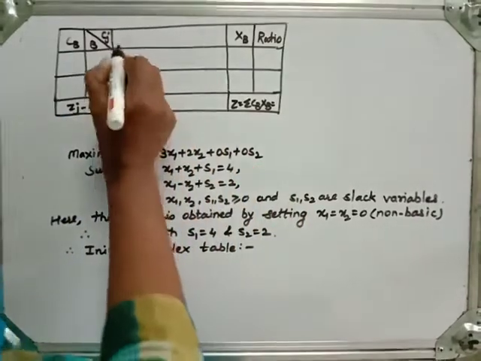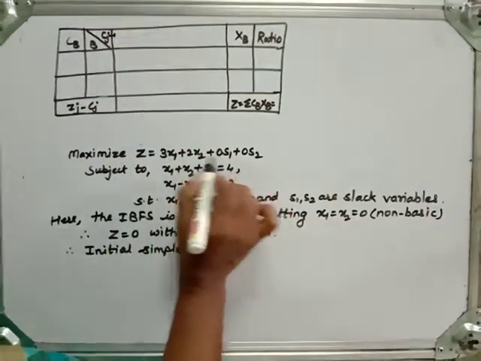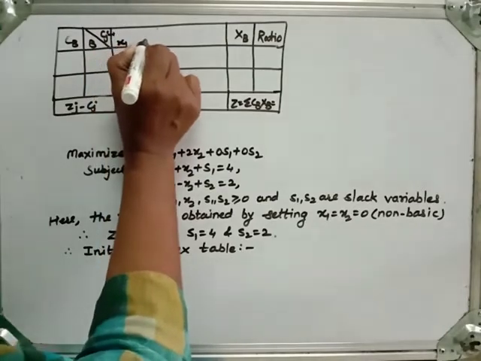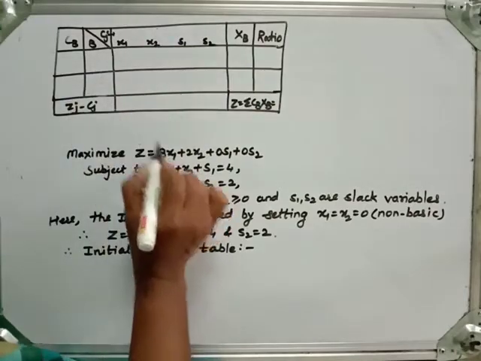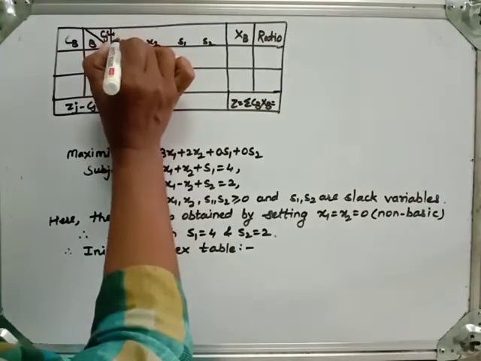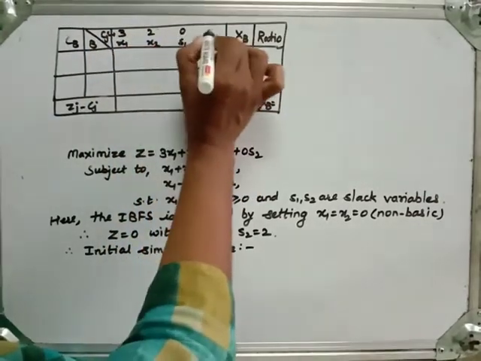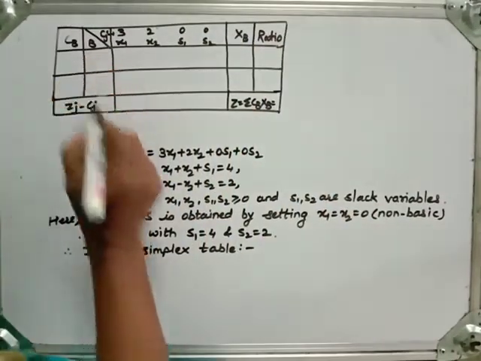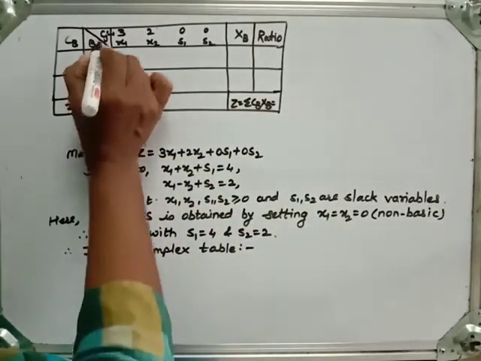Now here Zj minus Cj. Already I had explained all those things to you. Now here I write Cj, which means the coefficients of all variables in the objective function. So I should write all variables here: x1, x2, s1, s2. The coefficient of x1 is 3, of x2 is 2, s1 is 0, s2 is also 0. Now x1, x2 are non-basic, so our basis has the variables s1 and s2. We will write them in the basis.